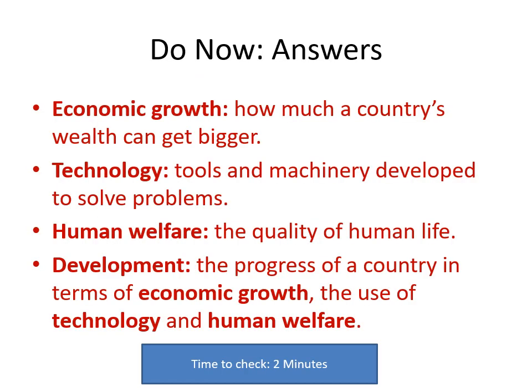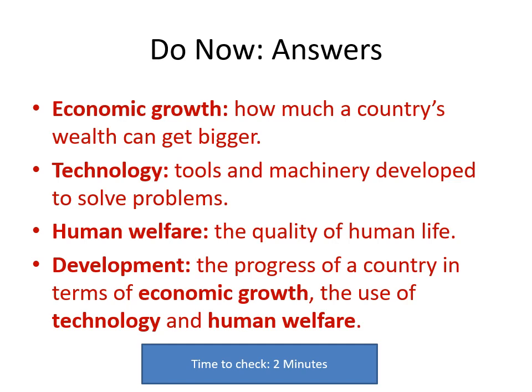Economic growth: how much a country's wealth can get bigger. It's about improving the economy. Technology: tools and machinery developed to solve problems. And human welfare is the quality of human life, sometimes known as quality of life. How well your life is faring, that's where the word welfare comes from. And all of those come together to form development: the progress of a country in terms of economic growth, the use of technology, and human welfare.